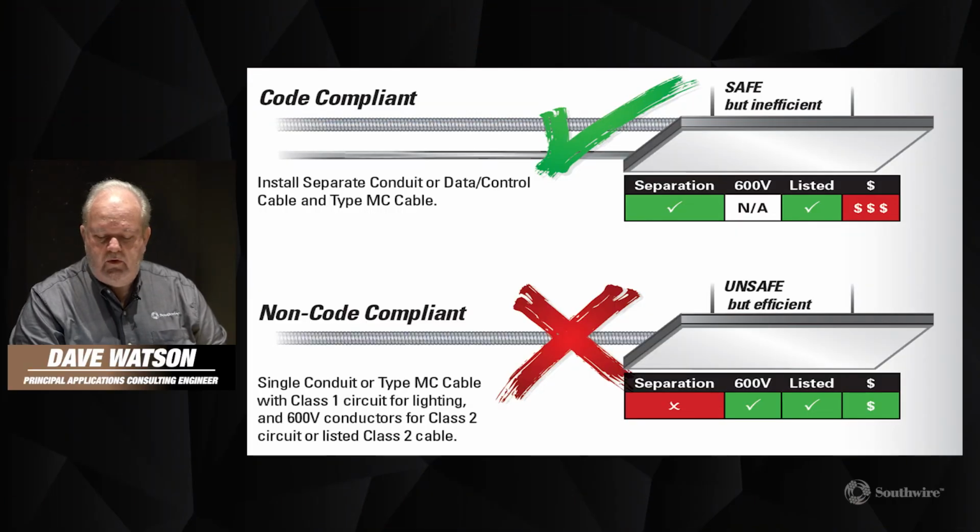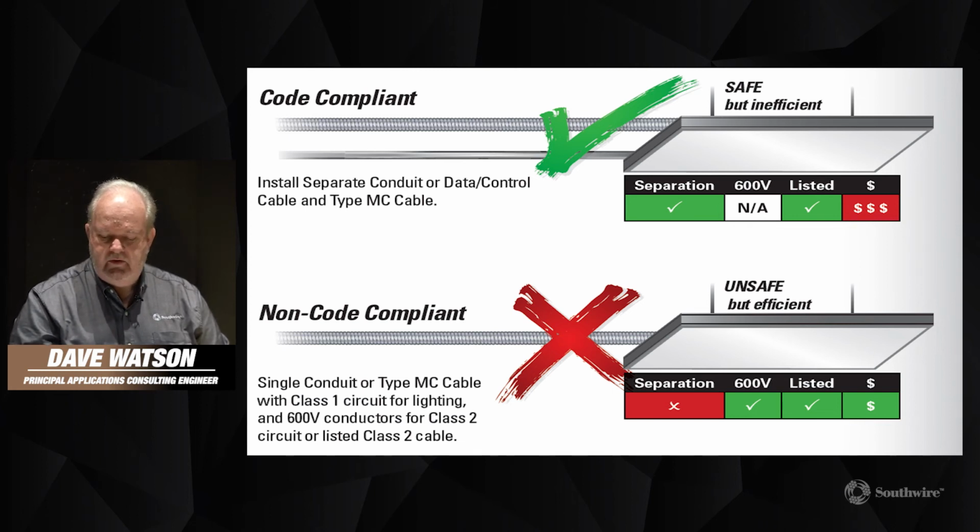In this graphic, we'll take a look at two possible installation methods for LED lighting. In the first one, this is a code compliant but costly way to do it, where you have separate conduit or separate cables to handle the power and the control functionality. So this is going to provide the separation that's needed. These are listed products, but it's going to be an expensive way to do it, both in terms of material and labor. Well, here's another way to do it.